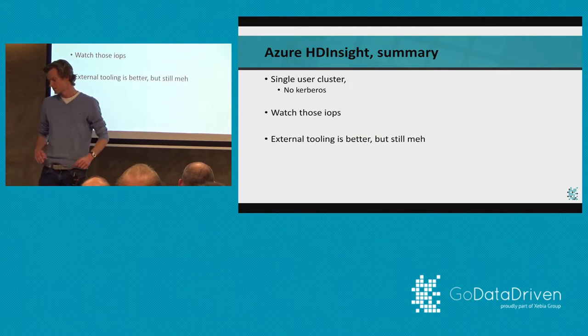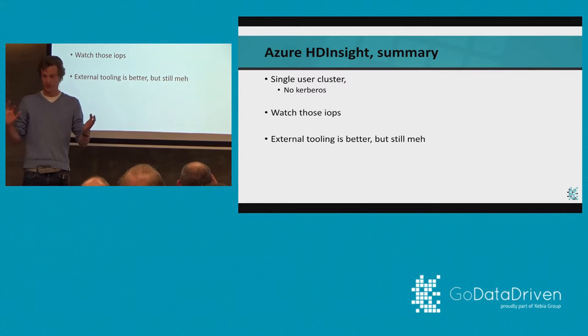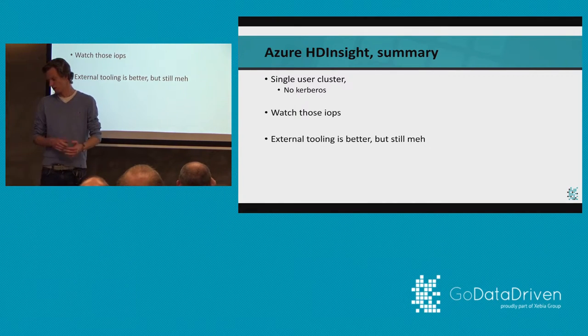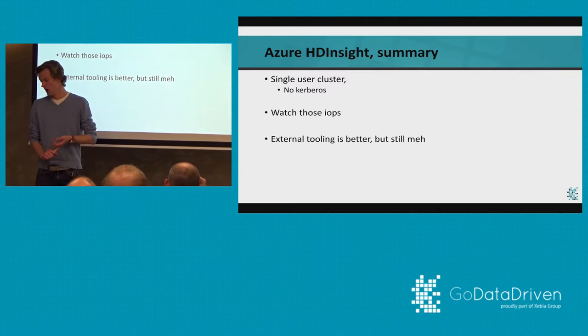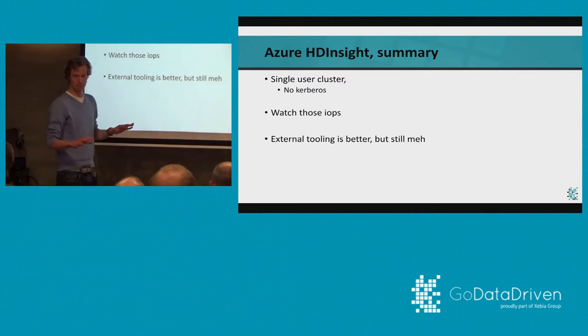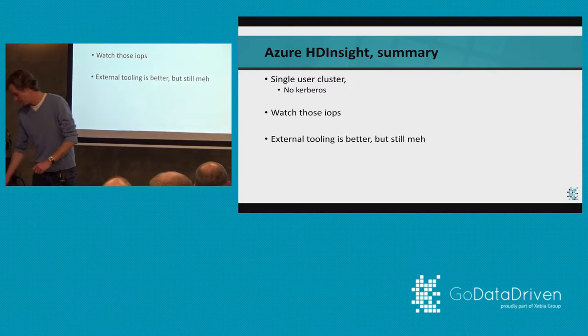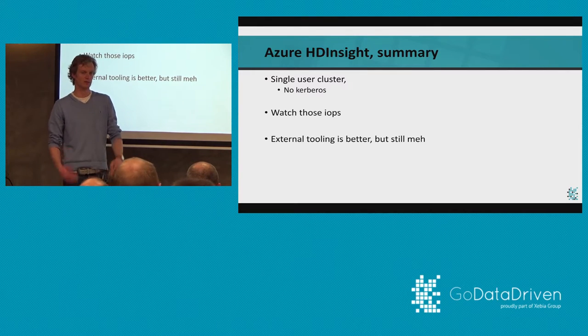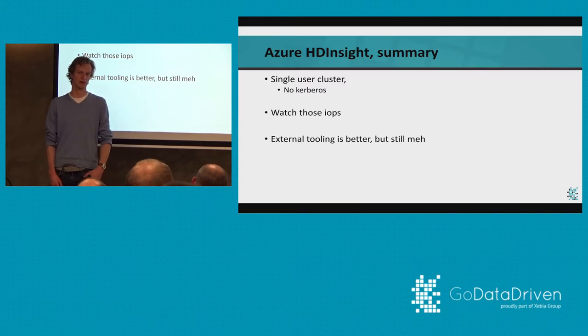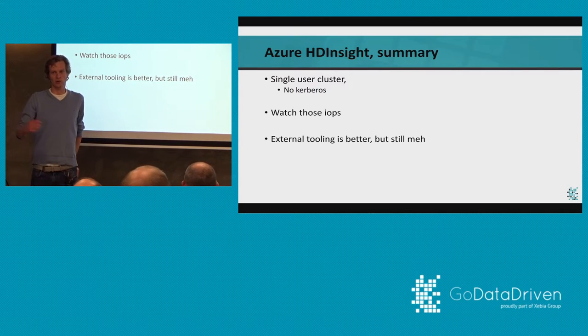So as a summary, single user, single group, user cluster, no Kerberos again. Watch those IOPS, the blob store, if you have more than a couple users, it's gonna bite you. And the external tooling is better, but still a bit meh. No, it's gonna cap the I/O throughput. So if you have multiple jobs running, at some point you can just scale nodes infinity, but yeah, the performance is not gonna be better because it's gonna be limited by the I/O.